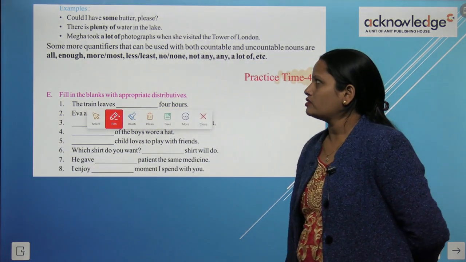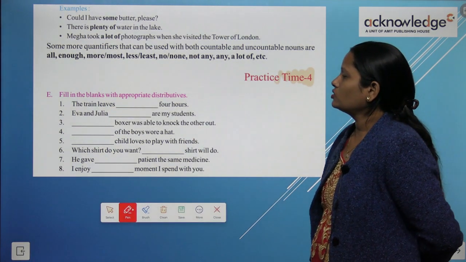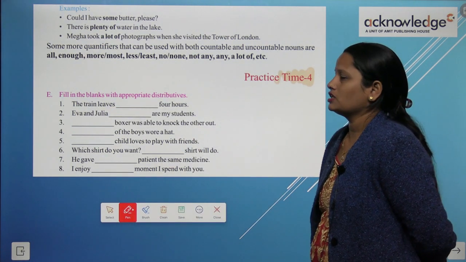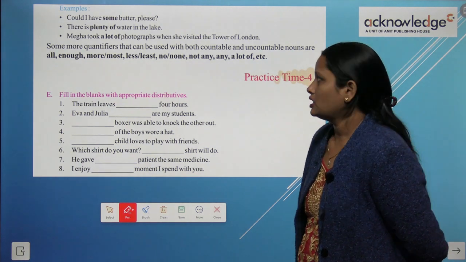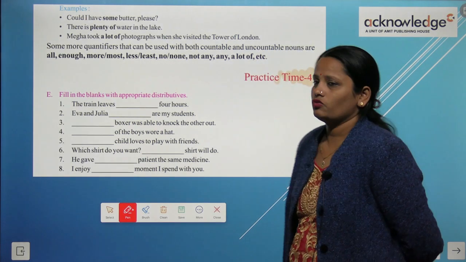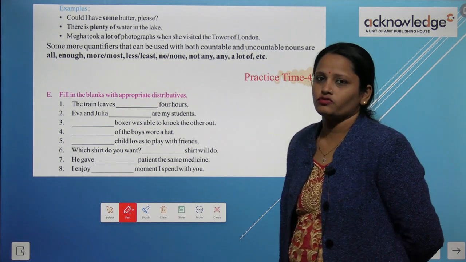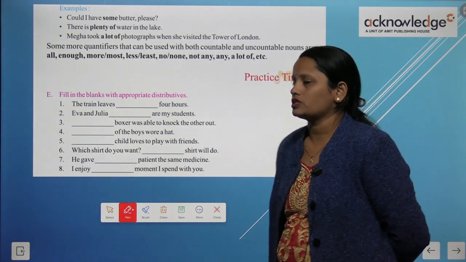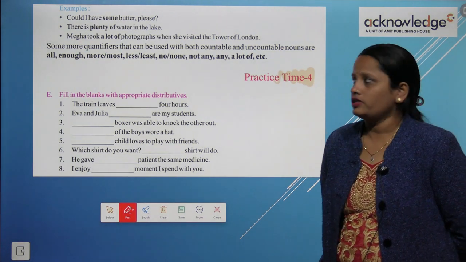Could I have some butter please? So here some is the quantifier that we are using with butter. Butter is uncountable. There is plenty of water in the lake. Water is uncountable. And Megha took a lot of photographs. Photographs को हम गिन सकते हैं, so it's countable here. When she visited the Tower of London.